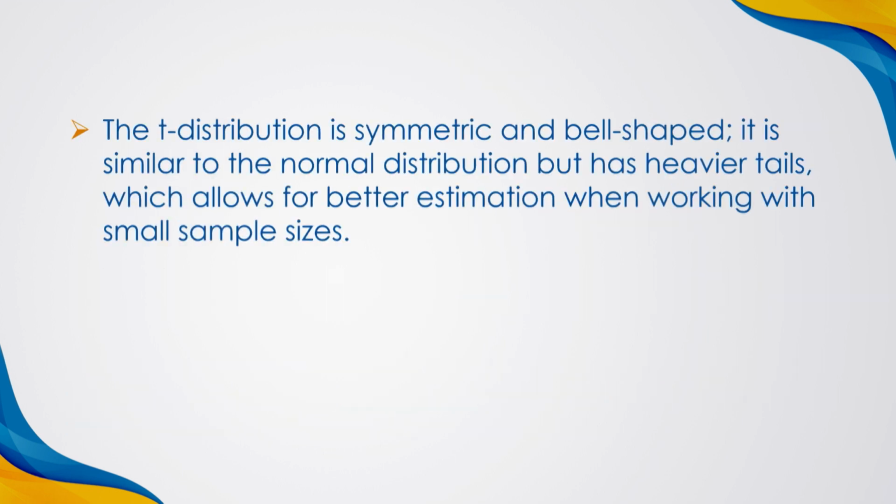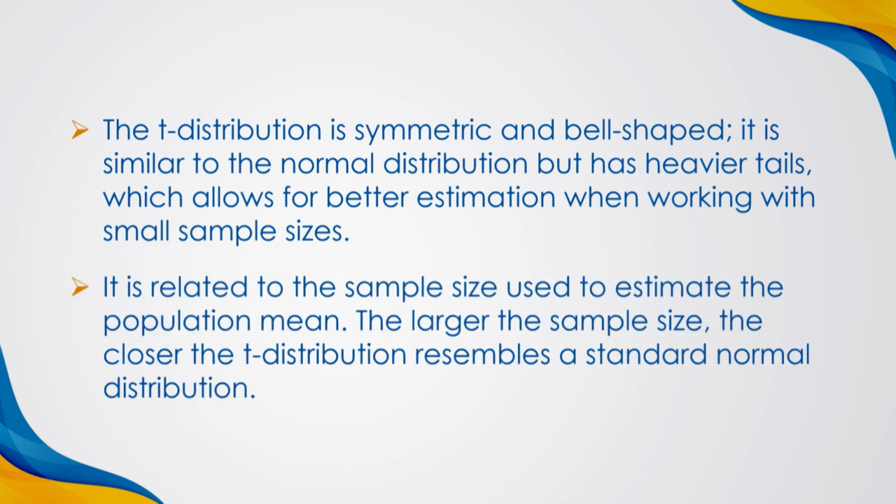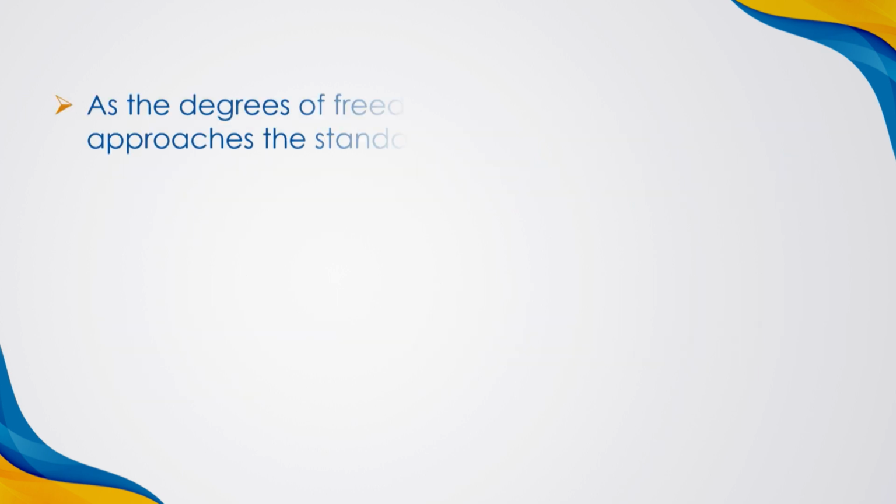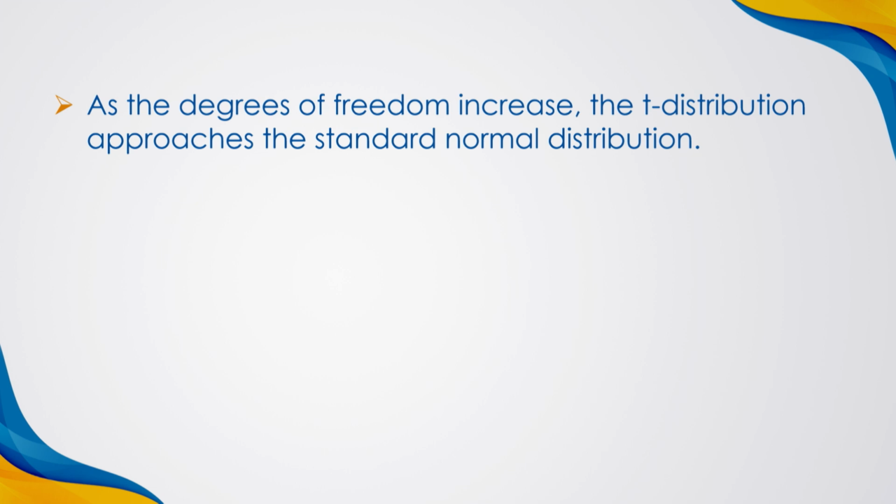The t distribution is symmetric and bell shaped. It is similar to the normal distribution, but has heavier tails, which allows for better estimation when working with a small sample size. It is related to the sample size used to estimate the population mean. The larger the sample size, the closer the t distribution resembles a standard normal distribution. As the degrees of freedom increase, the t distribution approaches the standard normal distribution.